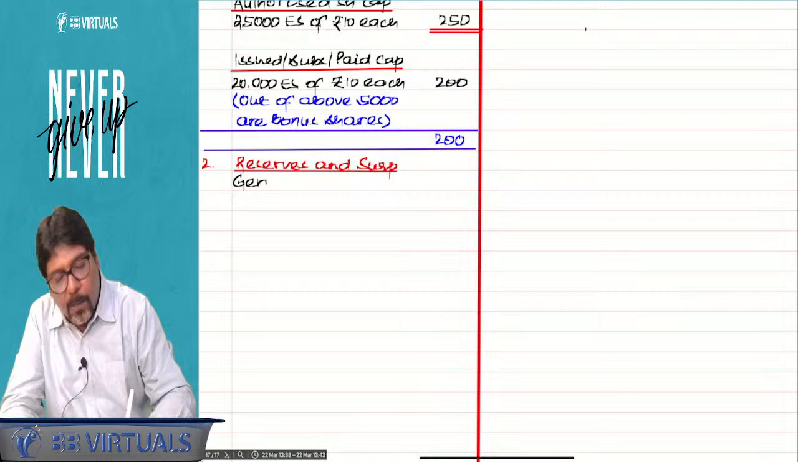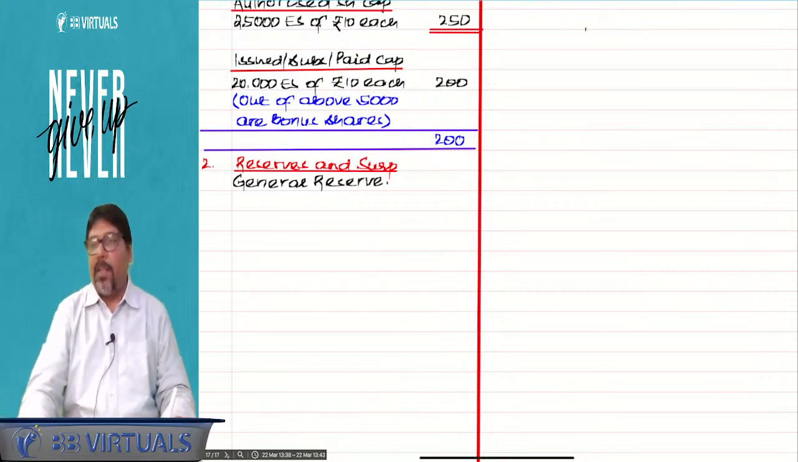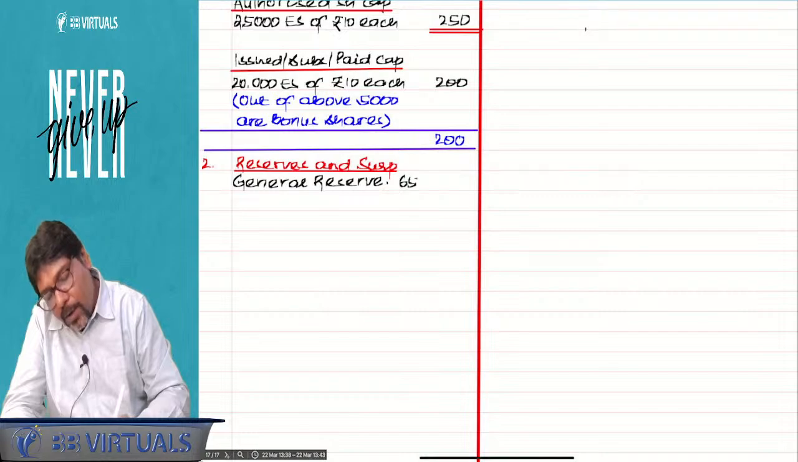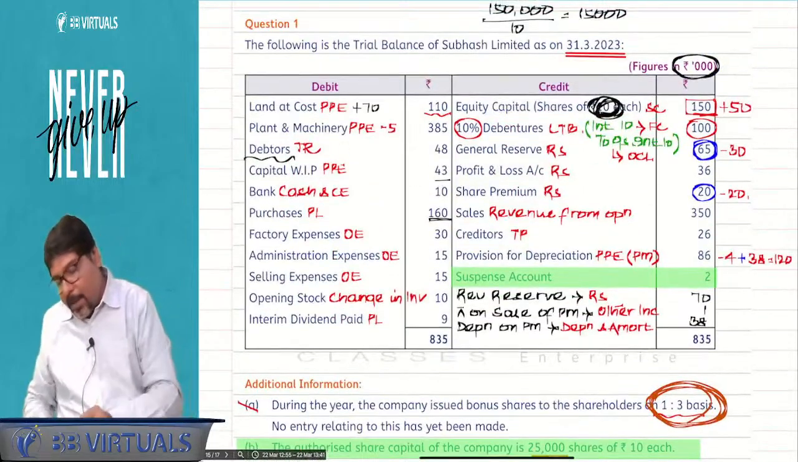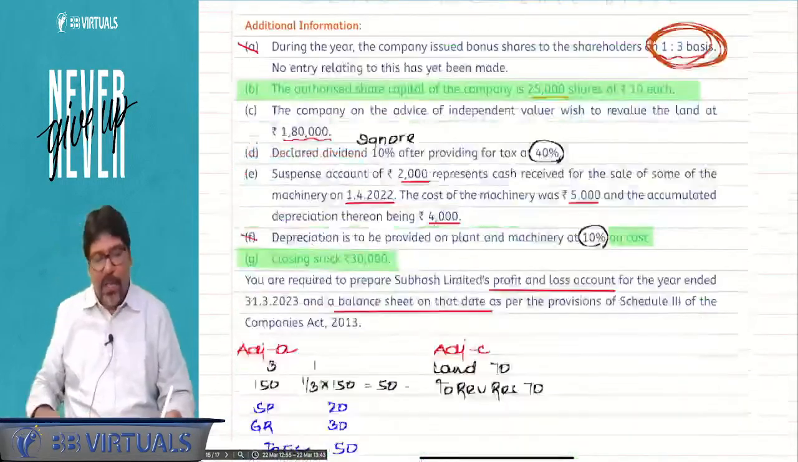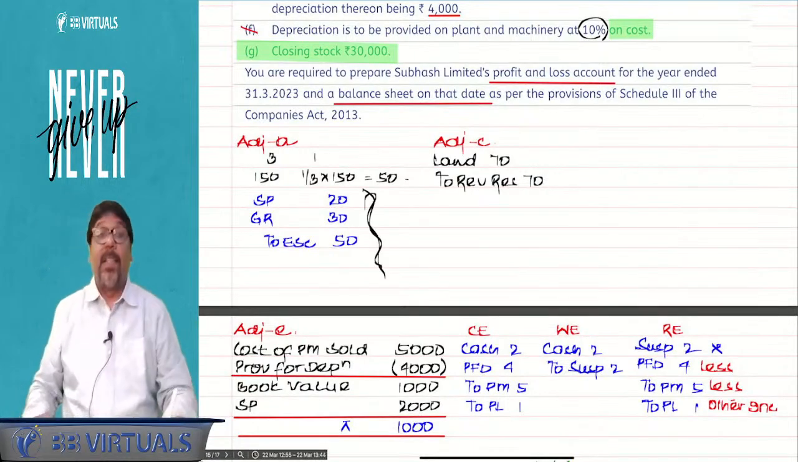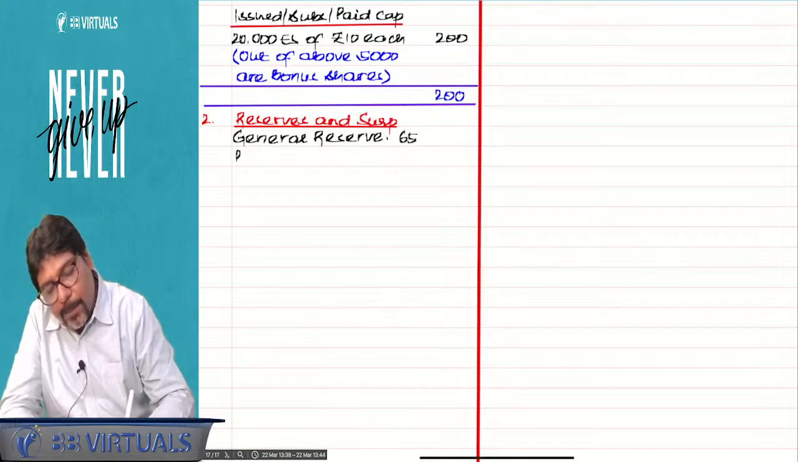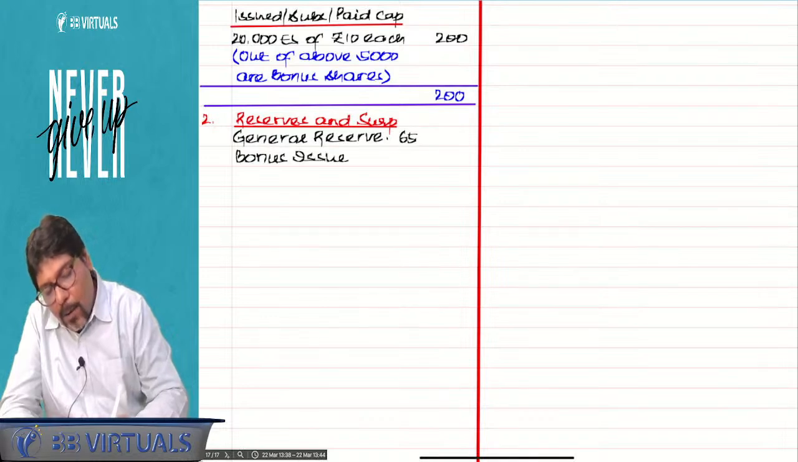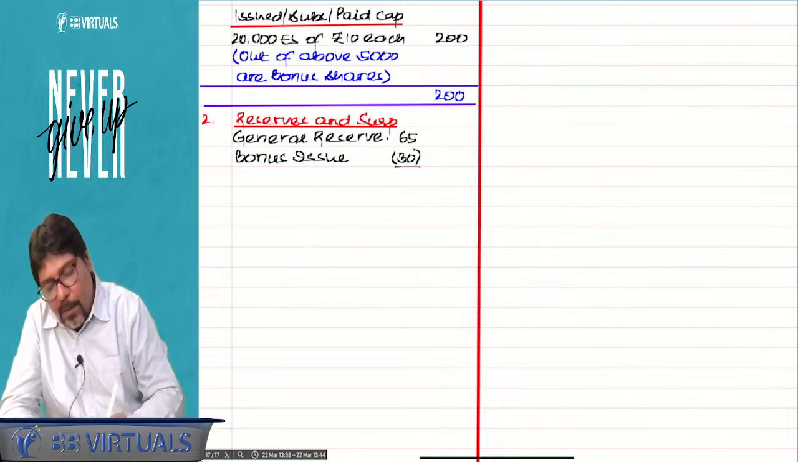General reserve. How much? 65. Out of the 65, 30 rupees we had used for bonus, if you remember. Yes or no? Yes, sir. We had passed the journal entry also. 30 we have used for bonus shares, chartered. So we are left with how much? 35.